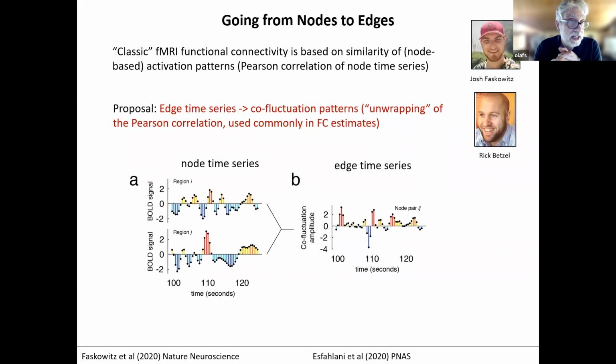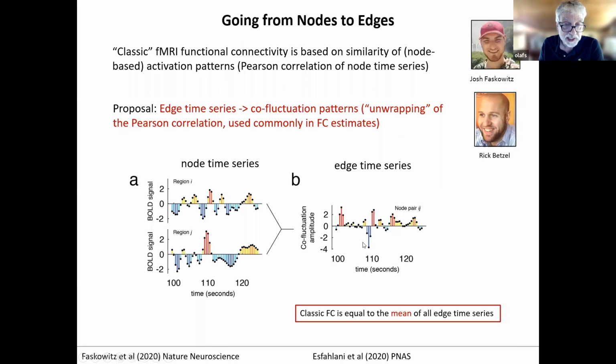Classic functional connectivity is often based on Pearson correlation of node time series, the bold activations that we measure with the fMRI system. And what we suggested was that we could unwrap the Pearson correlation into moment-by-moment fluctuations, so-called co-fluctuation or edge time series, which are really the product of the two bold time series on each edge. The key thing is that the mean of all points in time of those edge time series is exactly equal to the functional connectivity. So instead of considering one measurement at the end, which is functional connectivity, we unwrap it in time and consider the momentary contributions to functional connectivity at each TR.